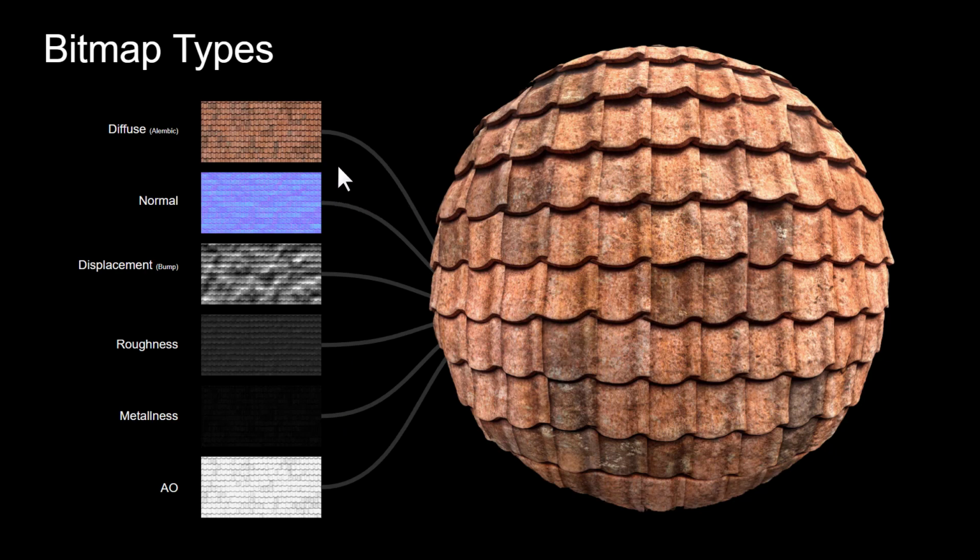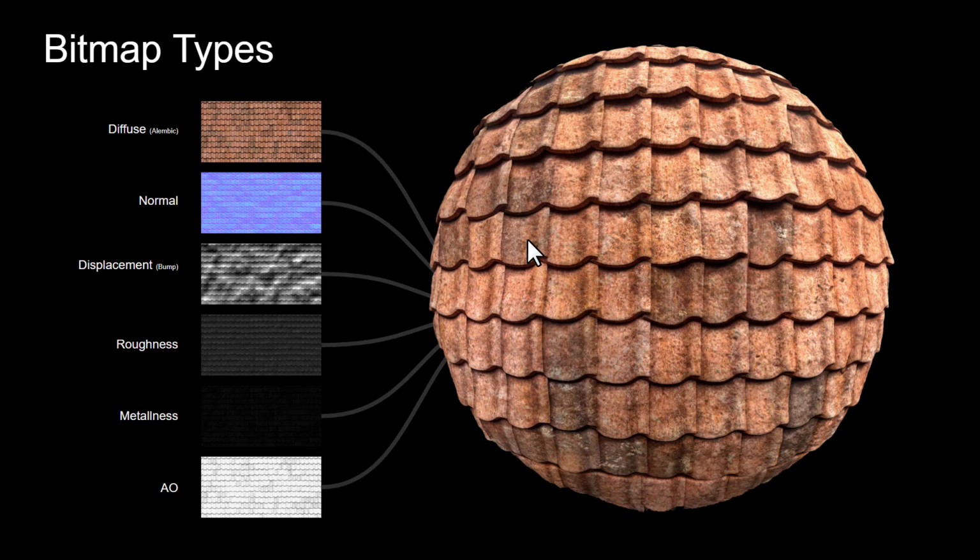A material doesn't need to contain all of these maps. In fact, you will rarely find a material that has all of these. However, when combined in a material workflow, these different image types really help convey a sense of specificity and realism in our materials.